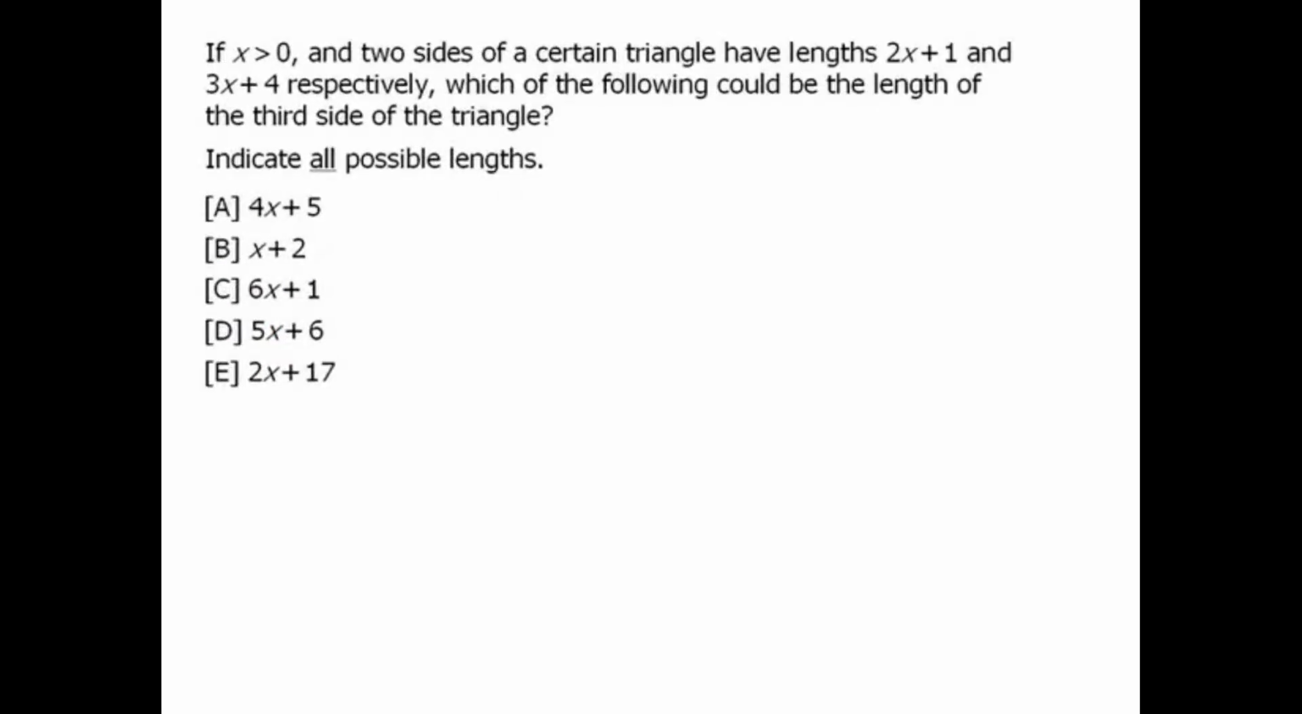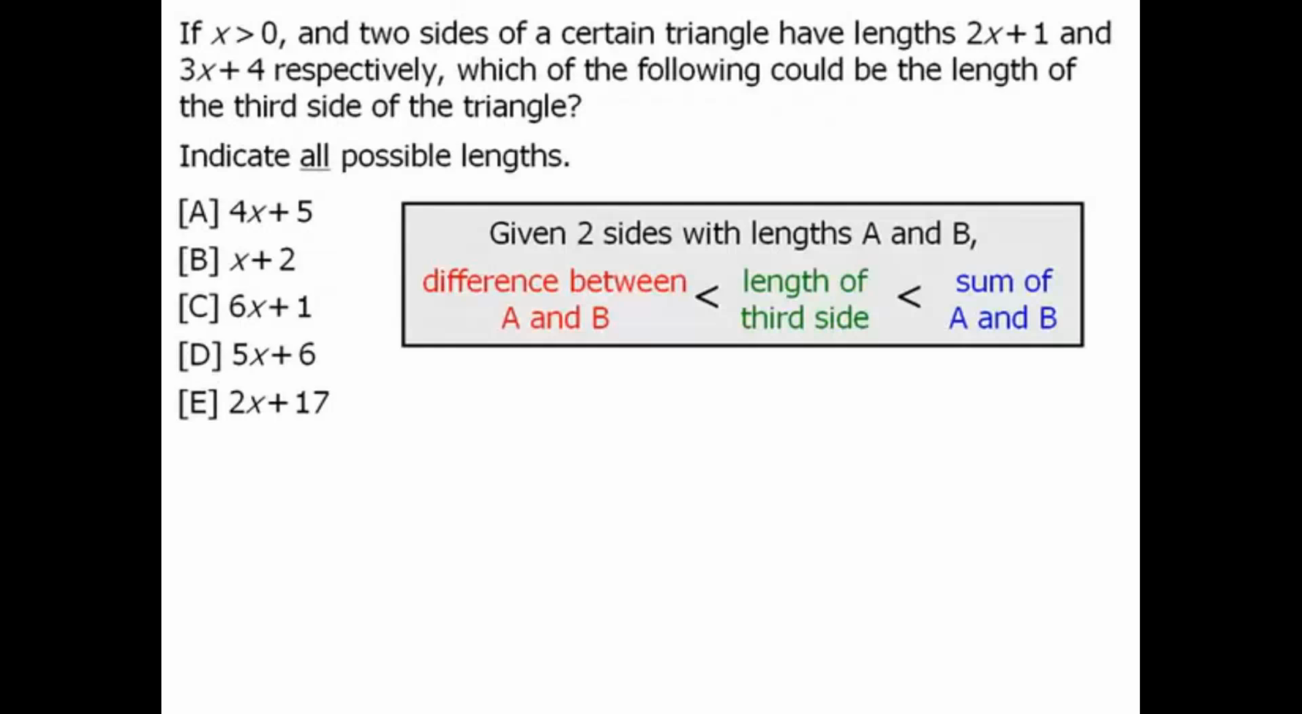To solve this question, we're going to use the following rule. It says that if A and B are the lengths of 2 given sides of a triangle, then the length of the third side must be greater than the difference between A and B and less than the sum of A and B. So let's begin by finding the difference between the 2 given lengths.